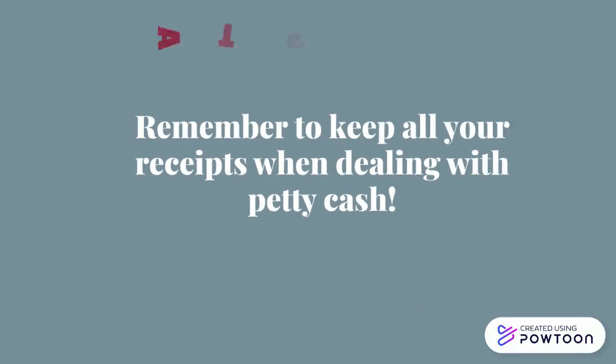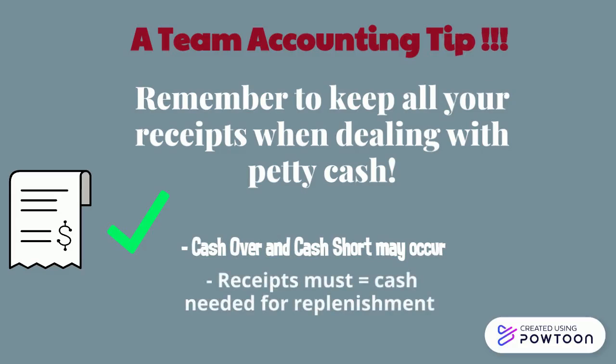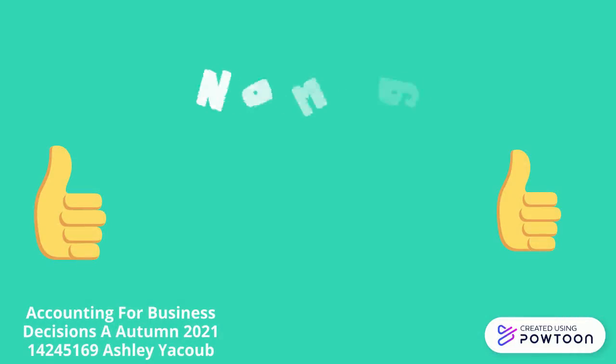You must keep your receipts, as cash over and short may occur, which is when there's a discrepancy between the total amount of receipts and the cash needed for the replenishment. Cash over and short is debited if the receipts do not equal the cash needed to replenish the petty cash fund. You have now learnt about this method of internal control.